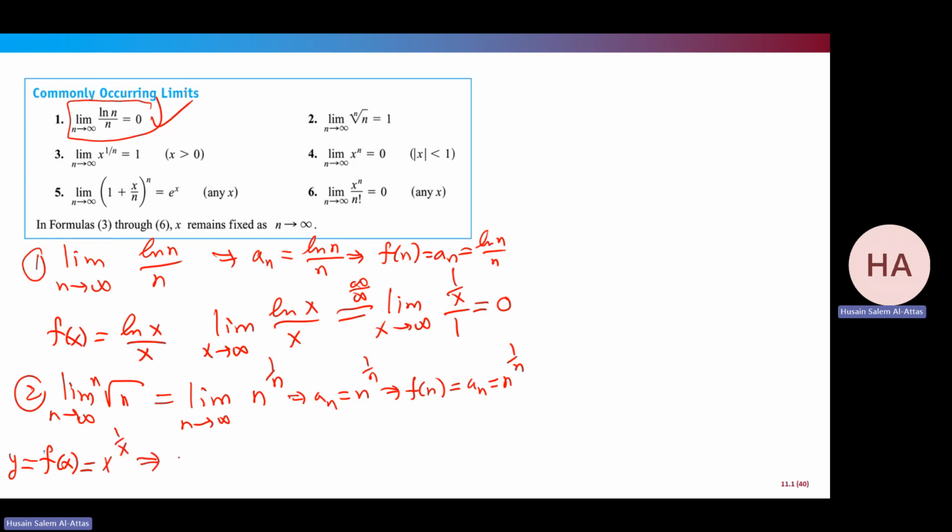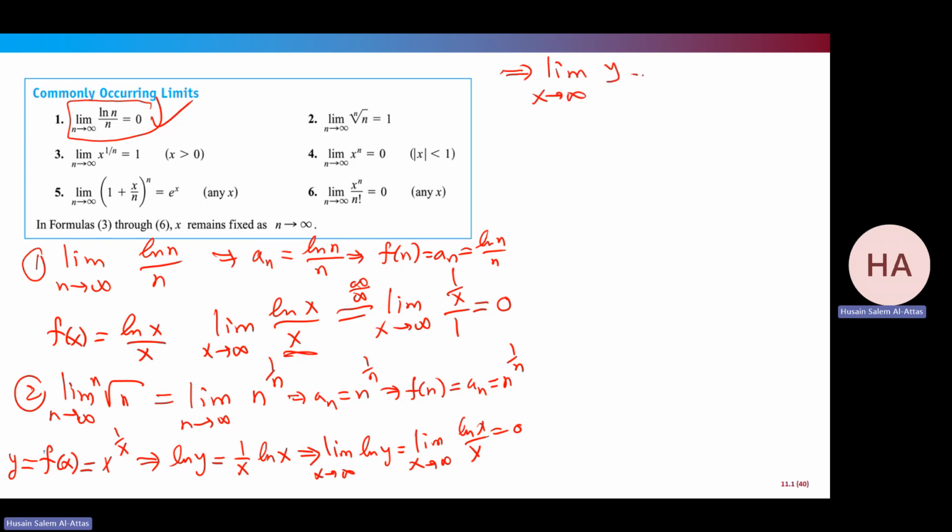To use L'Hopital's rule, I'll take ln y. That will be 1 over x times ln x. So that implies the limit as x goes to infinity of ln y will be the limit as x goes to infinity of ln x over x, which I just did. And that is 0. So the limit of y as x goes to infinity will be e to the power 0, which is 1.